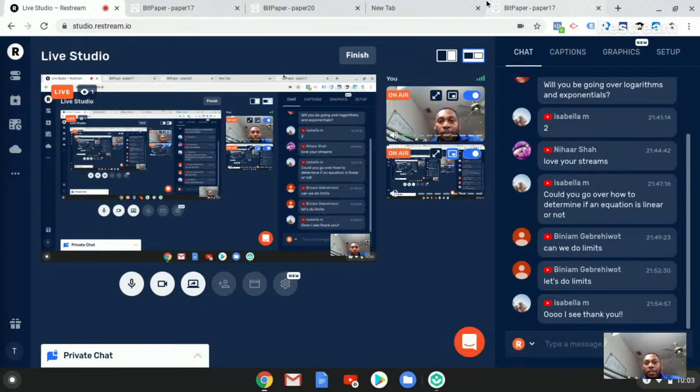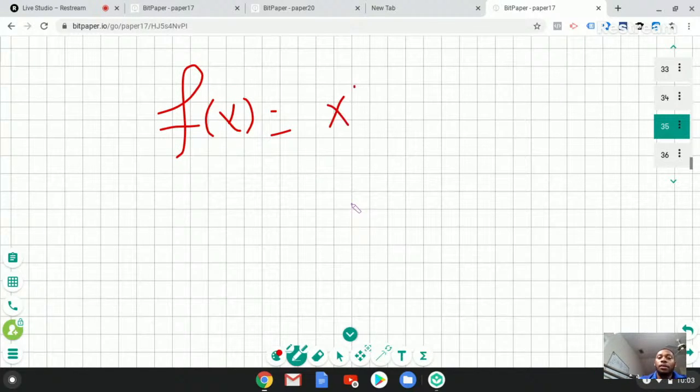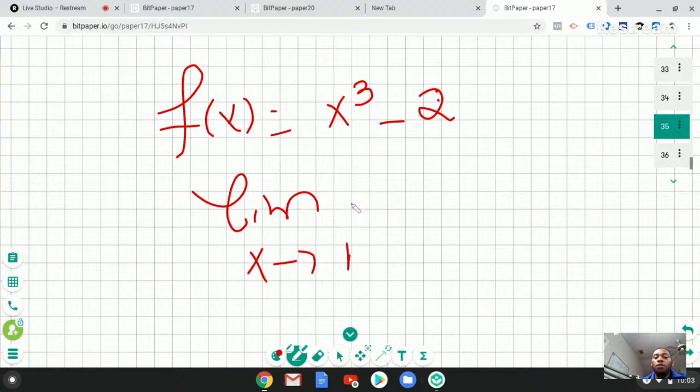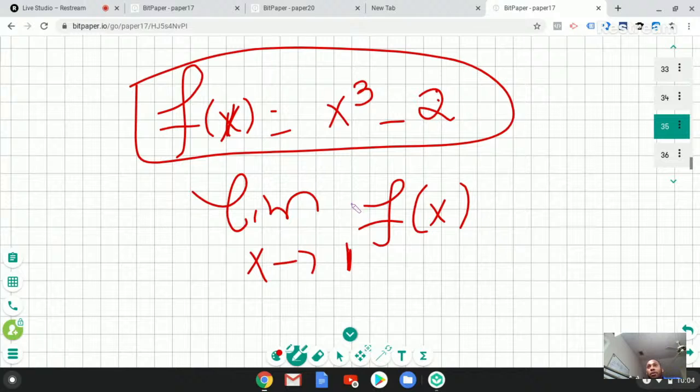All right. So I think someone asked about limits. Say f of x is equal to x to the third minus 2. Let's say I wanted to calculate the limit as x approaches 1 of f of x. The most simple way to explain this is limits when you're approaching a function. So let's say this function looks like this, something like that.